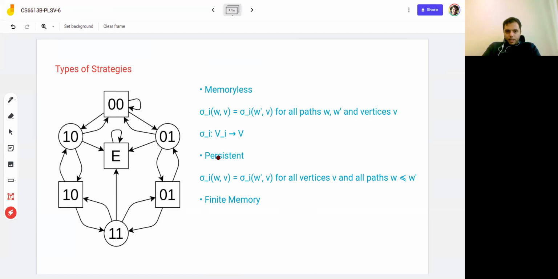But in this course, we are going to mostly work with memoryless strategies and to a lesser extent with persistent strategies. So most of the time you will be fine with just thinking of a strategy as a memoryless strategy, which is this.